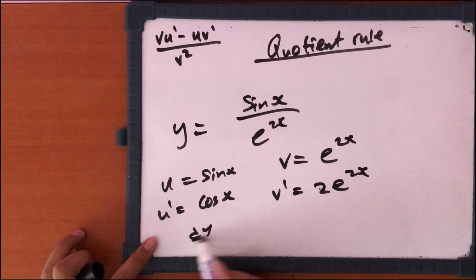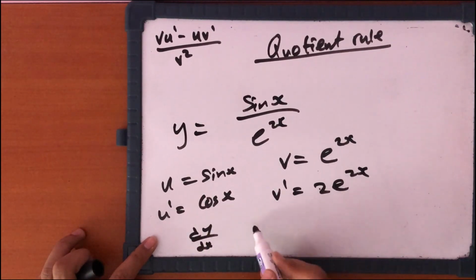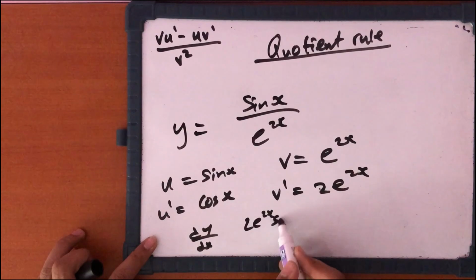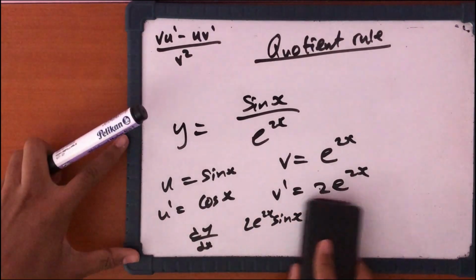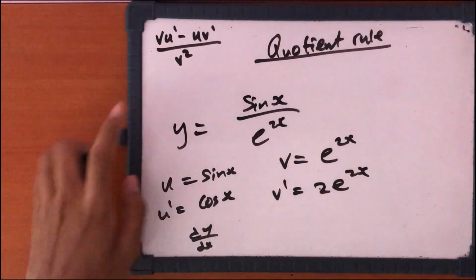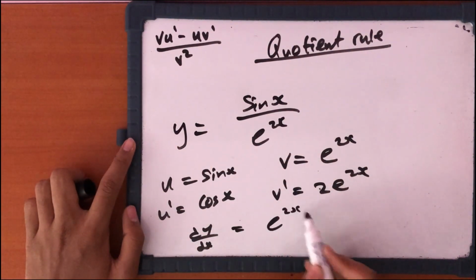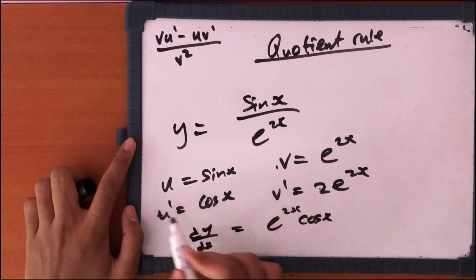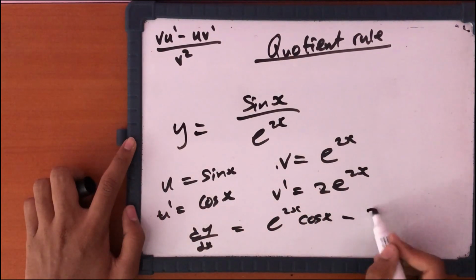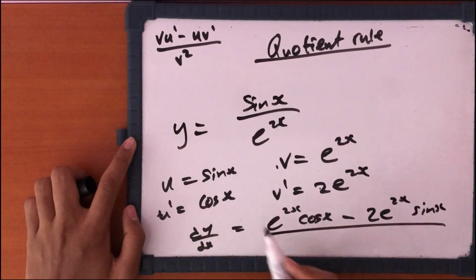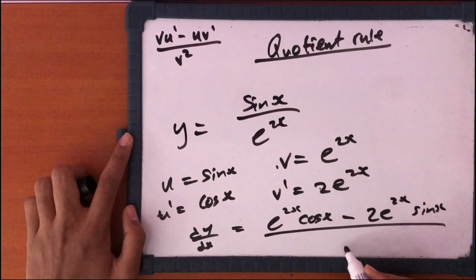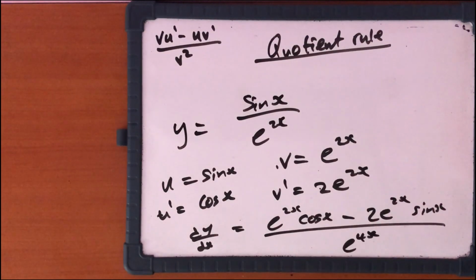So the derivative is uv prime, 2e to x sine x minus v. Oh, okay, my bad. Even I messed up the order. It's vu prime. So e to x cosine x, vu prime, minus uv prime, 2e to x sine of x, all over v squared, which is e to 2x squared, which will just become e to 4x from indices rules. And yeah, that's all. And then this is the derivative.